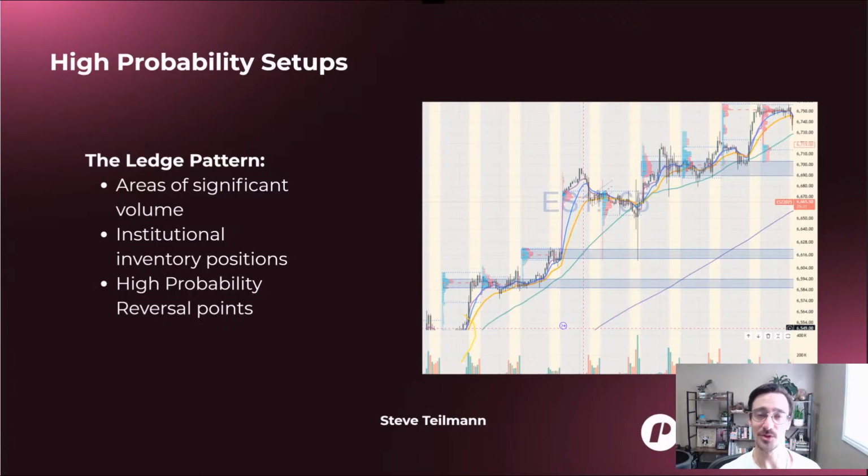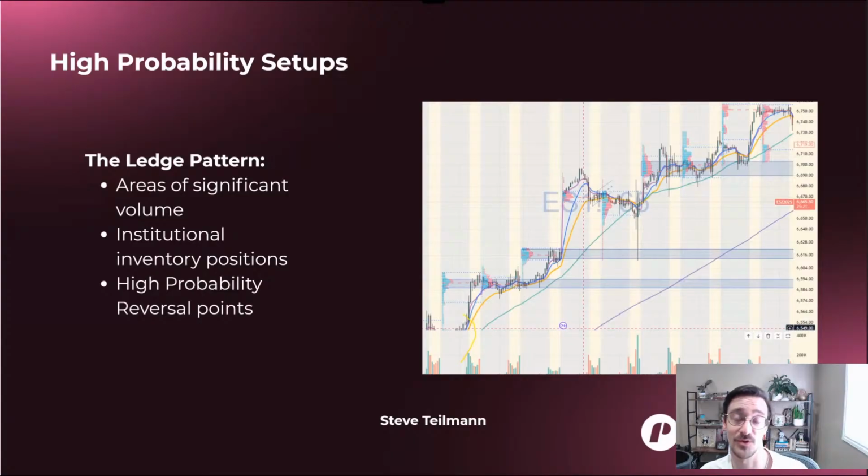Ledge patterns. What's a ledge pattern? A ledge is an area of significant volume. Pretty easy, pretty straightforward here. They represent institutional inventory positions. They represent where big money is getting involved in a trade, either buying or selling. So I should say either accumulating or distributing.